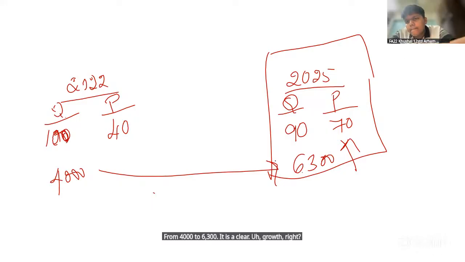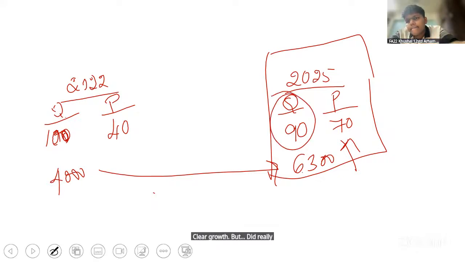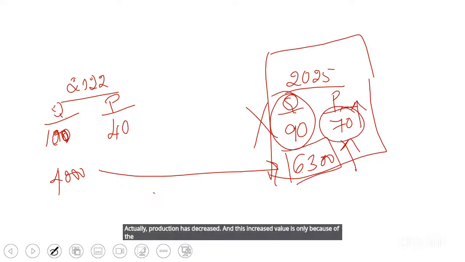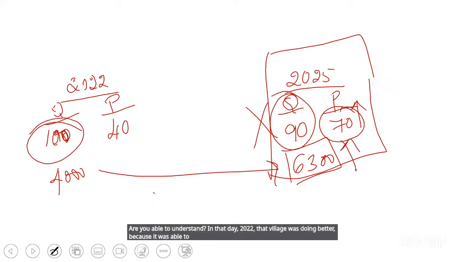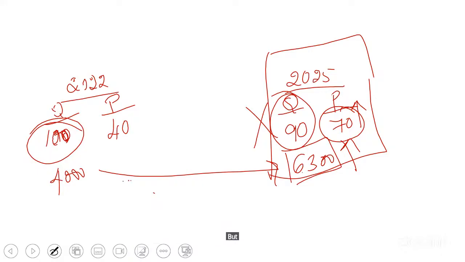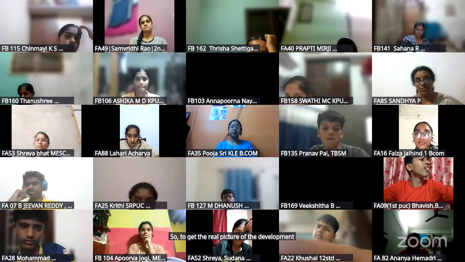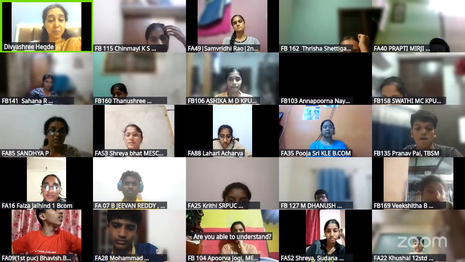No, ma'am. I mean, if you just look at the number, it shows it is a clear growth. Yes. But ma'am, did production really increase? No. Actually, ma'am, production has decreased. And this increased value is only because of the increase in price. That is called inflationary pressure. Are you able to understand? In that way, in 2022 that village was doing better because it was able to produce 10 quintals more. But only if you look at the nominal price does 2025 show the increase. So to get the real picture of development, countries measure real GDP. Are you able to understand? Got the importance of base year price?